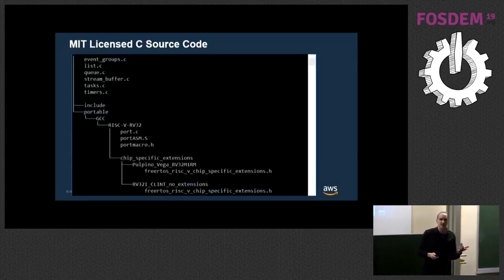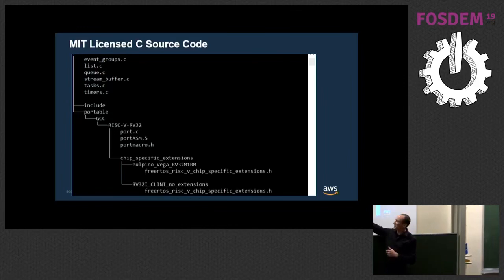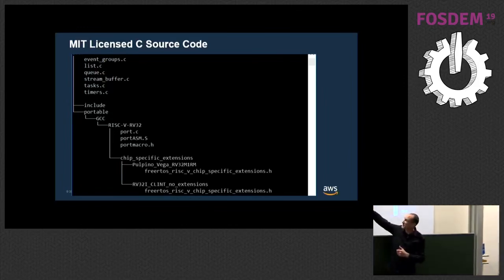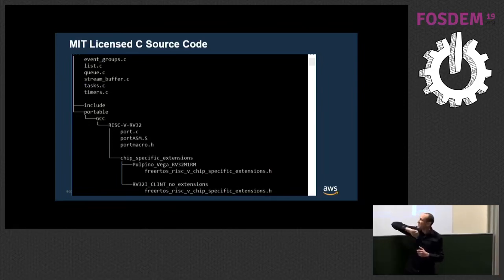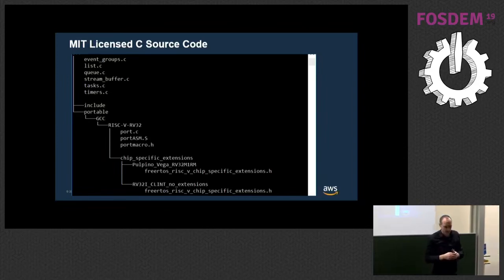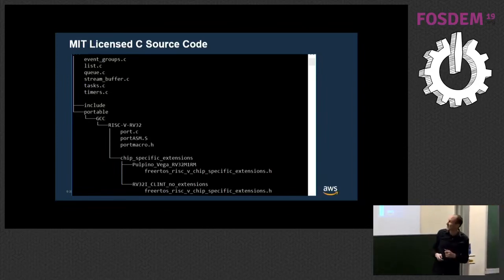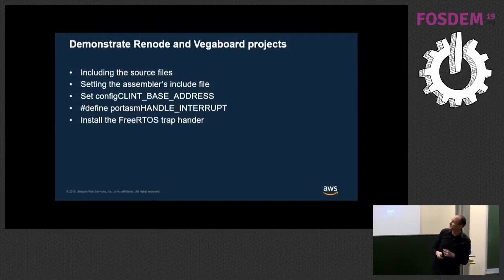Now, this is interesting when it comes to RISC-V because the architecture is extensible. So we actually have to add another dimension in here. It's the same up to this point. We've got GCC, then RV32, port layer code, and then we've got this new chip-specific extensions here, and I'll look at that a bit more closely in a minute.